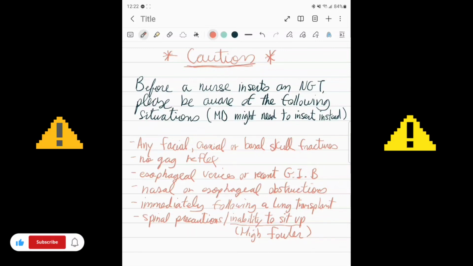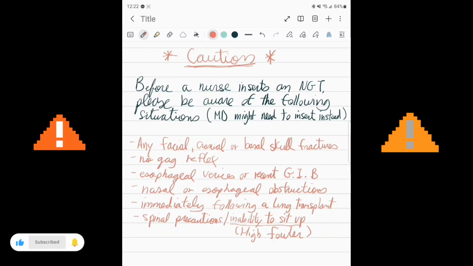These are the patients with any facial, cranial, or basal skull fractures. If the patient lacks any gag reflex, if the patient has any varices in the esophagus or have any recent gastrointestinal bleed, if the patient is known to have any nasal or esophageal obstructions, immediately follow up from a lung transplant. So the patient just got a lung transplant, that is a contraindication.